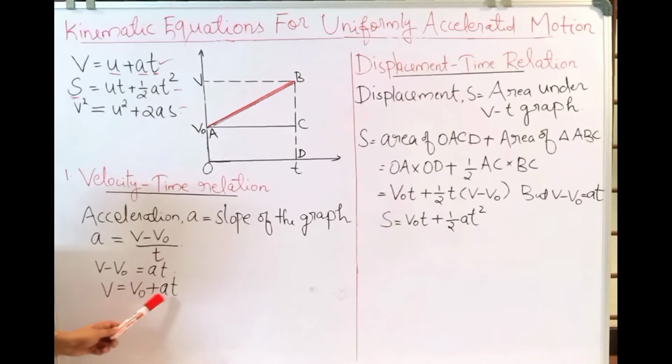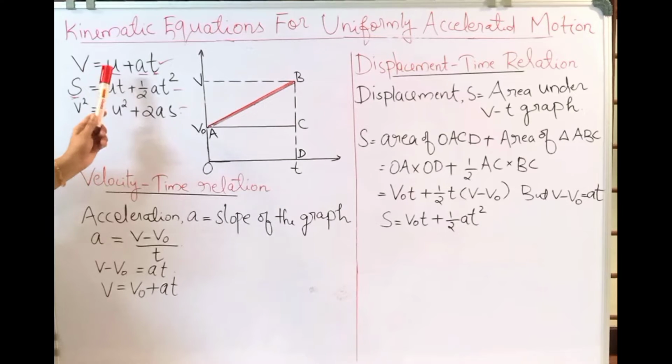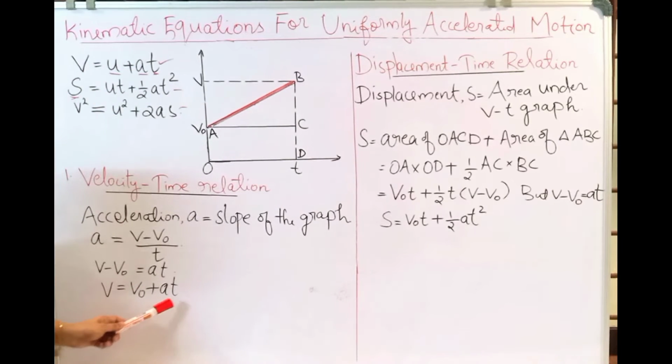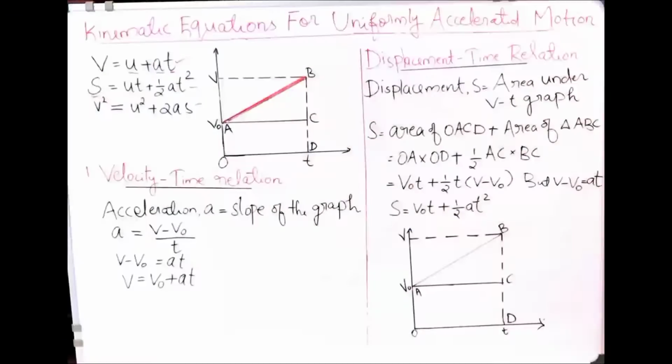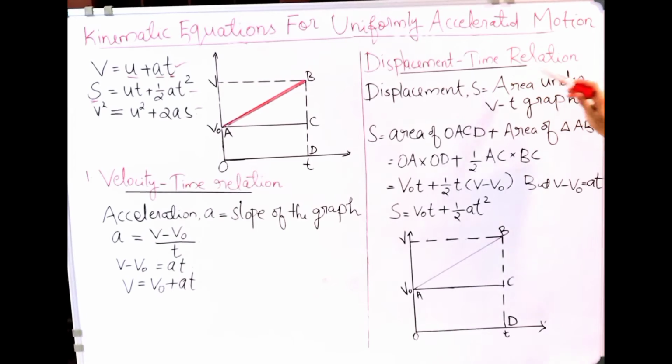So that we can rearrange to get v is equal to v0 plus at, that is equivalent to v is equal to u plus at. Is it clear? Only two steps are there to get the first equation. Now we can derive the displacement time relation.